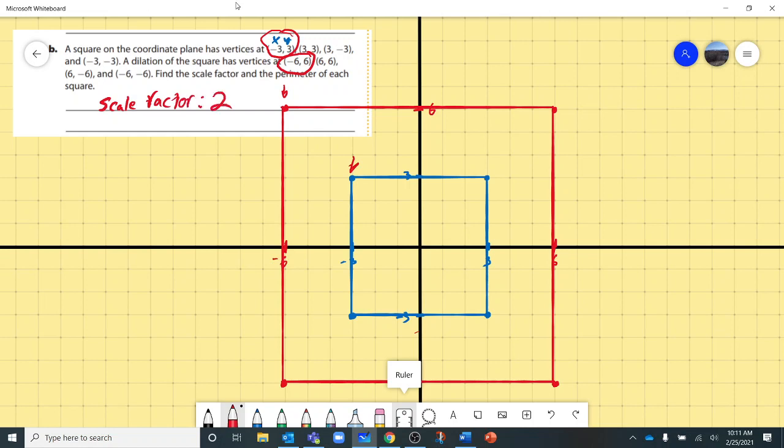And then find the perimeter of each square. Okay, so if we count the perimeter, remember perimeter is just the length all the way around the square. So the bigger one, 1, 2, 3, 4, 5, 6, 7, 8, 9, 10, 11, 12, is 12. Each side is 12. It's a square. And if we add up all 4 sides, it's 48.